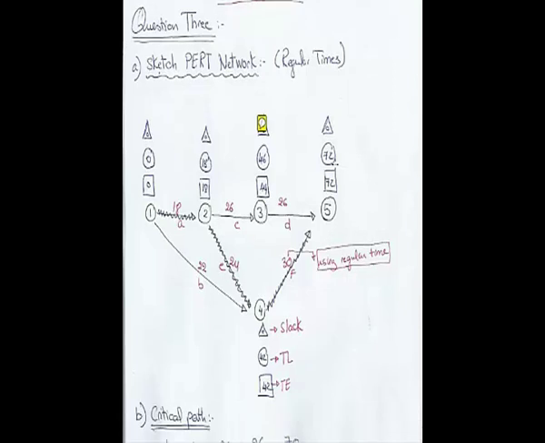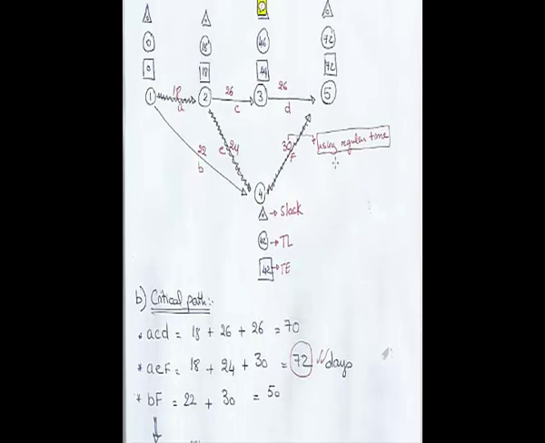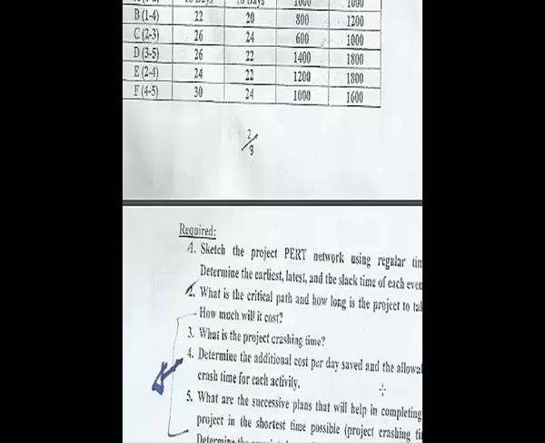We can assure ourselves that this is the right critical path by calculating it. How can we do that? As you can see here, in requirement number B, we have to read it first. What is the critical path, how long is this project going to take, and how much will it cost?